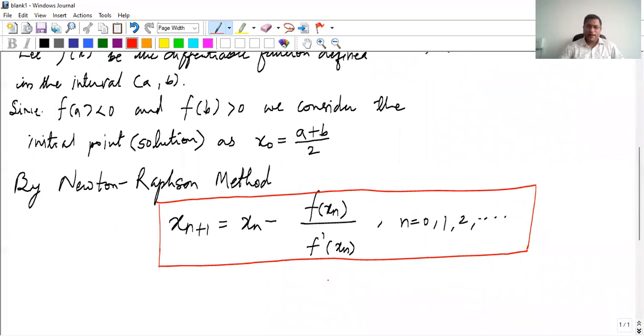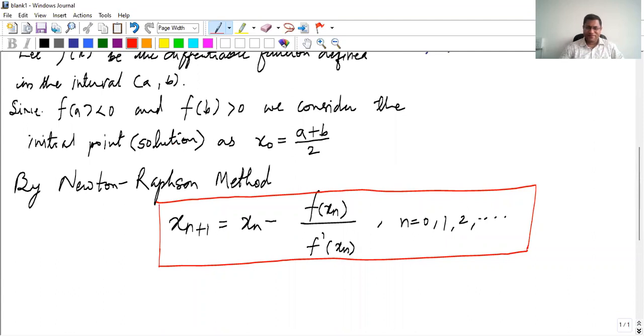Now, is there any doubt up to here? Yes, please. Sir, how did you prove that x naught, that is a plus b by 2, will be a root of the equation? I did not understand that part. No, it is not the root. It is the initial point where we want to start our method.